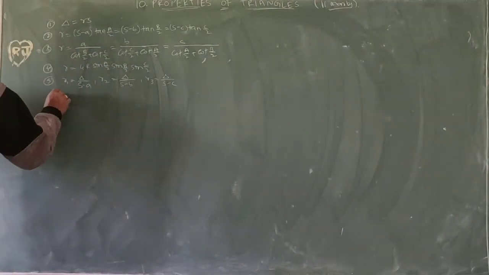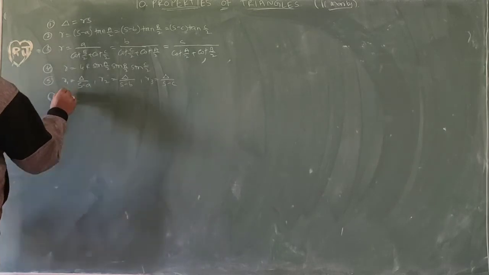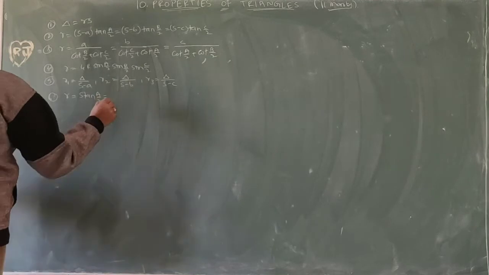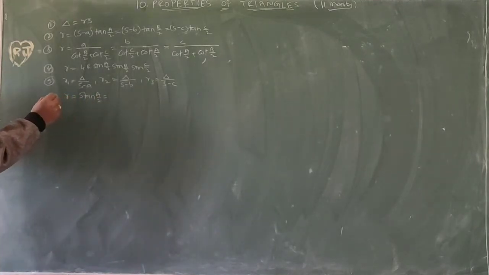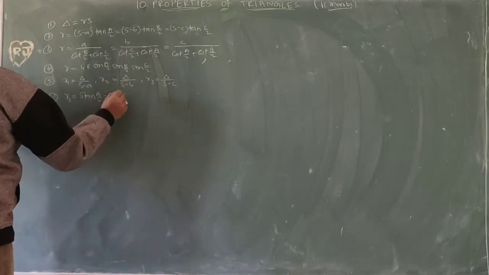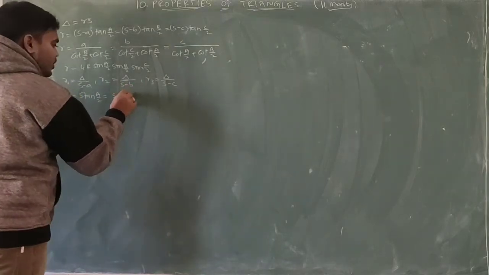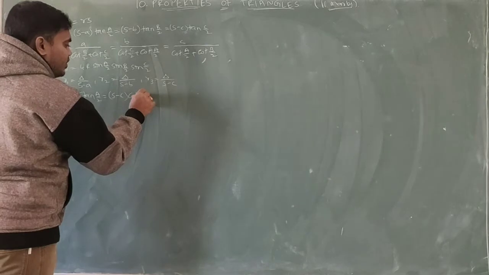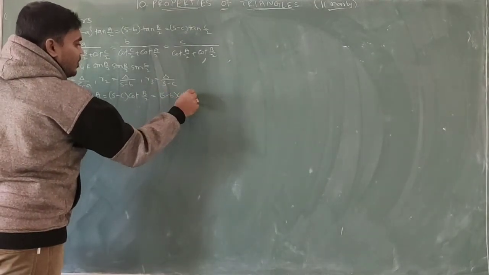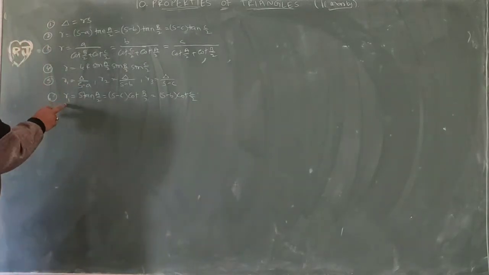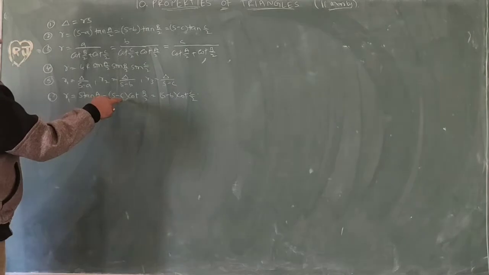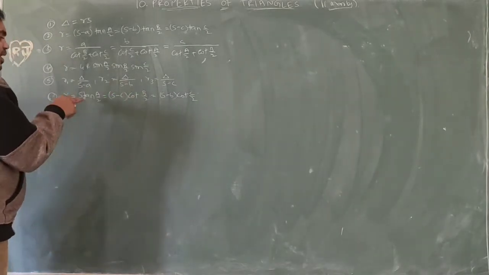Next, r1 equals s tan A by 2, which equals (s minus b) cot C by 2, which equals (s minus c) cot B by 2. So if we need r1, either s tan A by 2, or taking s minus b or s minus c other than a.